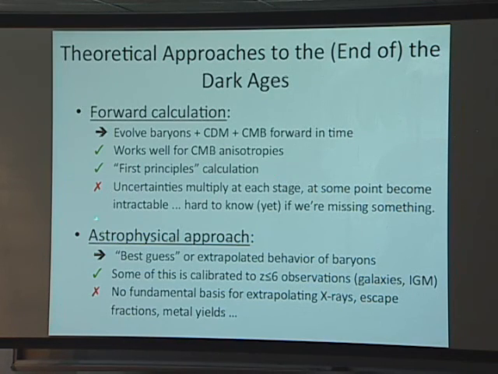Unfortunately, there's a flip side to this type of thing, which is that the uncertainties multiply at each stage. Each step in the calculation, because you're taking these initial conditions and working forward into different physical regimes, gets harder. The uncertainties multiply. If you do something wrong at one stage, you may or may not know. I'll show you one example, a sort of cautionary tale, from the formation of the first H2 molecules, where we were actually missing something for several decades.